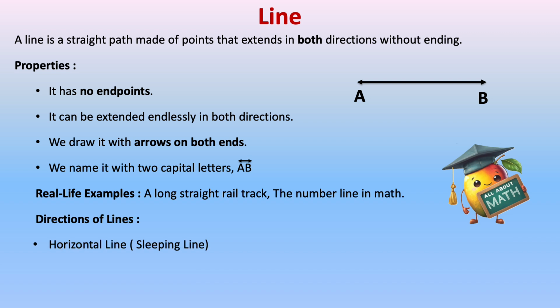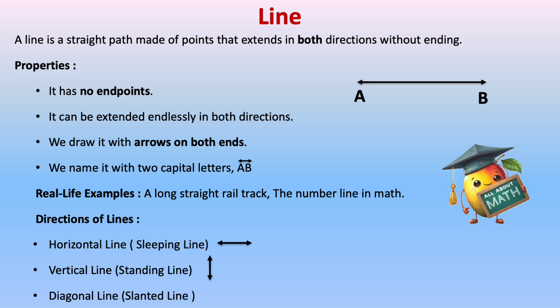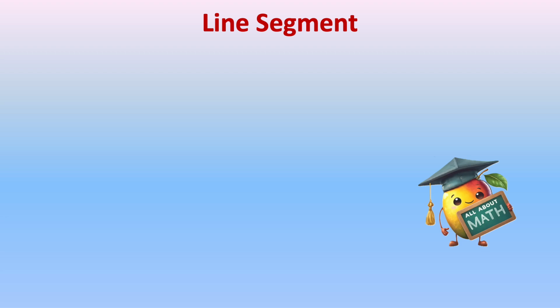Directions of a line: a horizontal line is a sleeping line, a vertical line is a standing line like this, and a diagonal line is a slanted line like this.